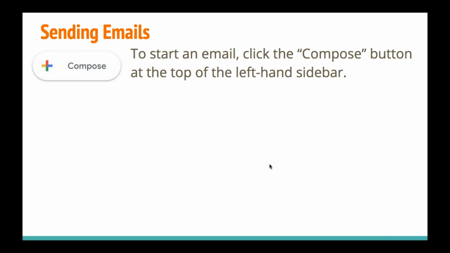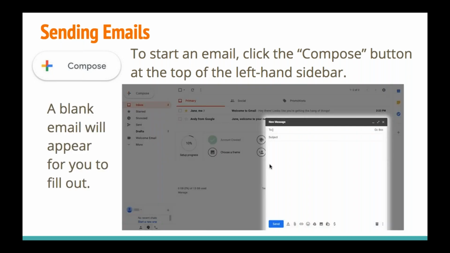When you want to send an email, you start by clicking the Compose button, which is at the top of that left-hand sidebar. And when you do that, a blank email will appear near the bottom right for you to fill out.